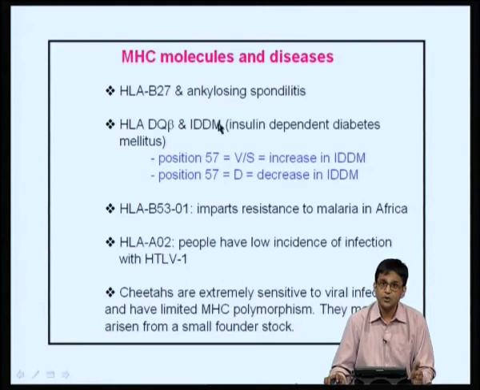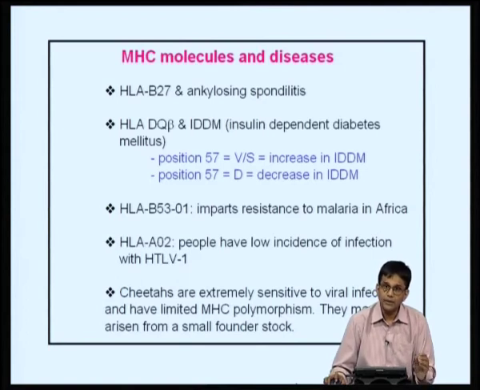And studies have also shown a relationship between certain HLA molecules, here in this case DQ beta, and insulin dependent diabetes mellitus. What has been shown is that position 7 is important. So, if you have a valine or a serine, there is an increased chance of having insulin dependent diabetes. However, in this case, if you have aspartate in position 7, then there is a decrease in diabetes.